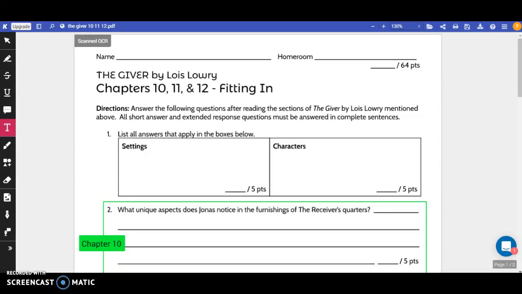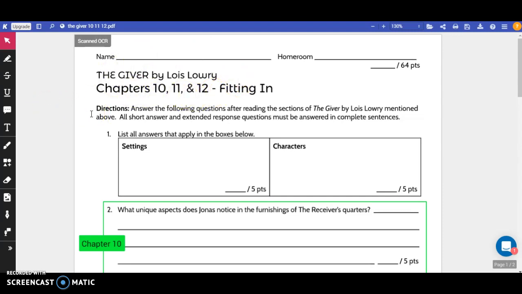For the chapters 10, 11, and 12 questions for The Giver, before you do anything, please make sure that you've put your name, first and last, and your homeroom on your paper. The directions say, answer the following questions after reading the sections of The Giver by Lois Lowry mentioned above. So these ones.